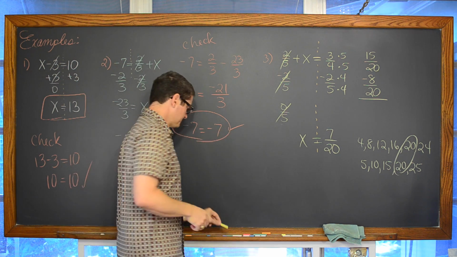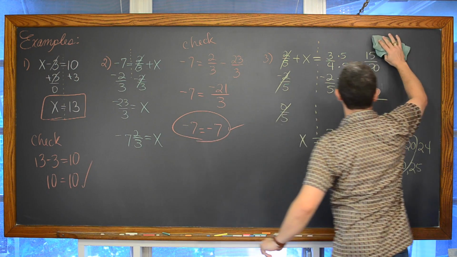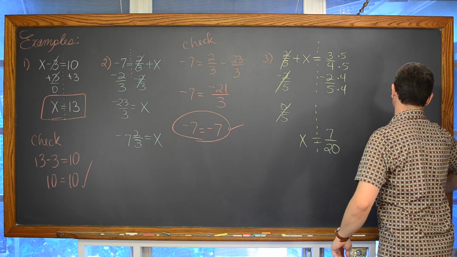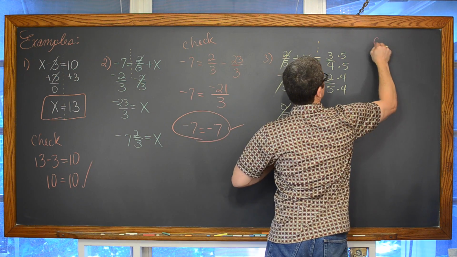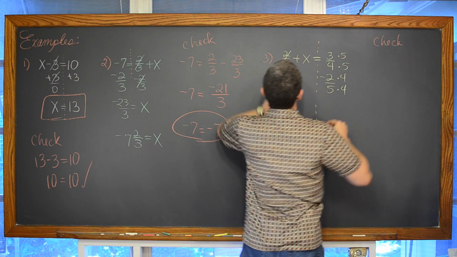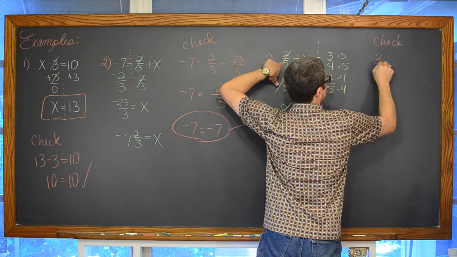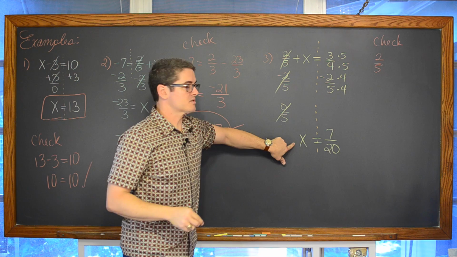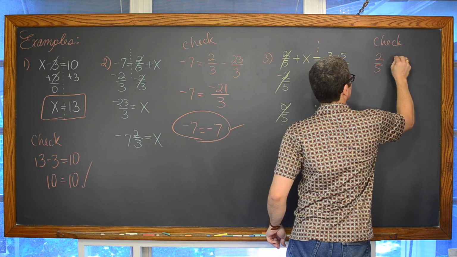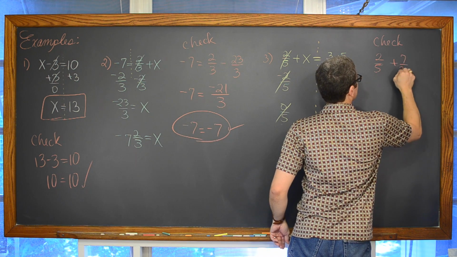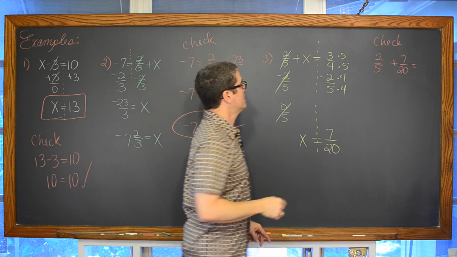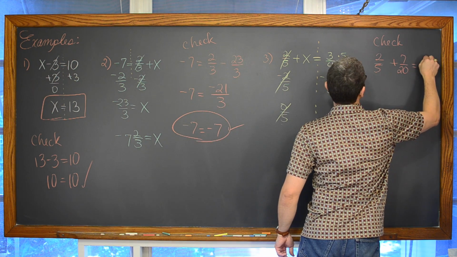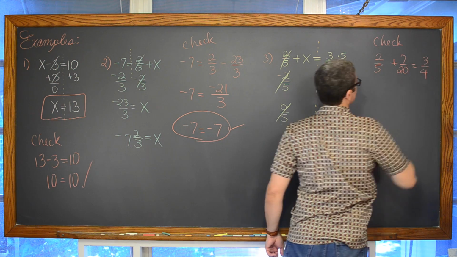You want to check that? Always want to check your work. Many teachers require it. So our check: positive 2 over 5, x, which we believe is 7 over 20. When I plug in that 7 over 20, will it make the left side equal to the right side, which is 3/4?